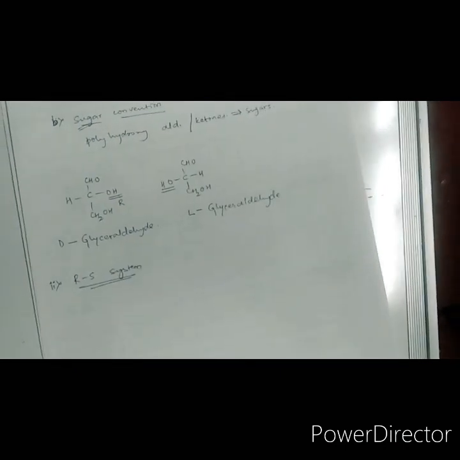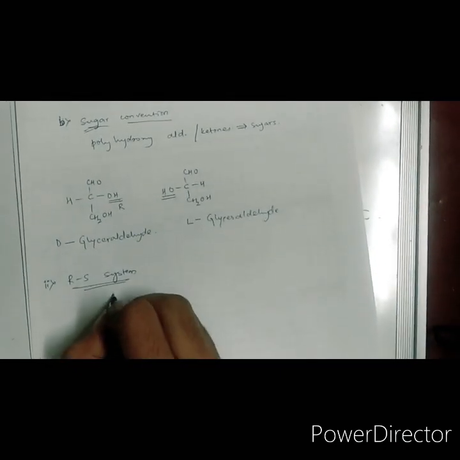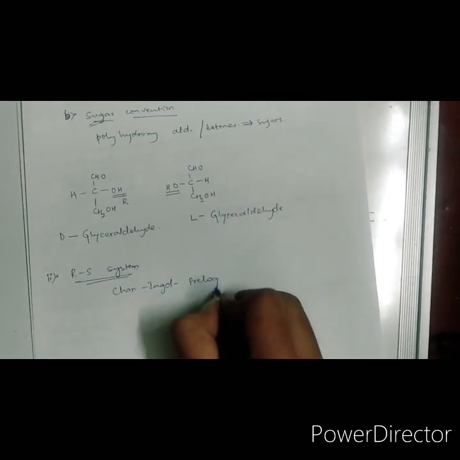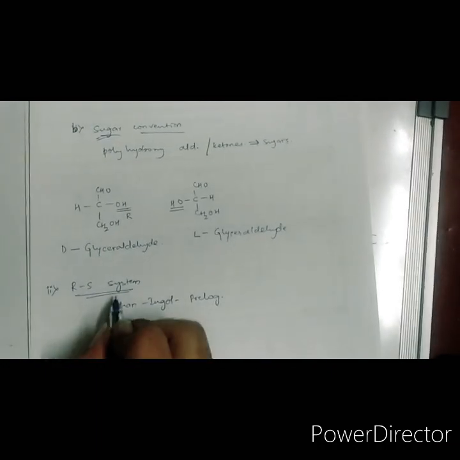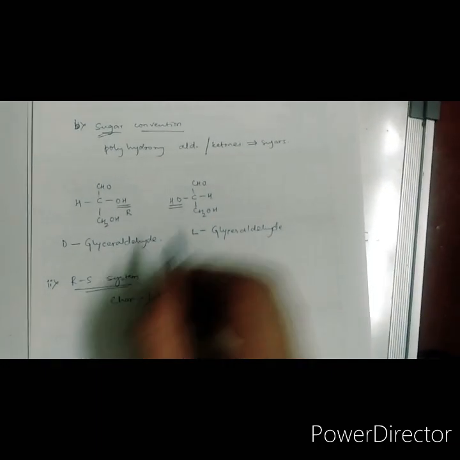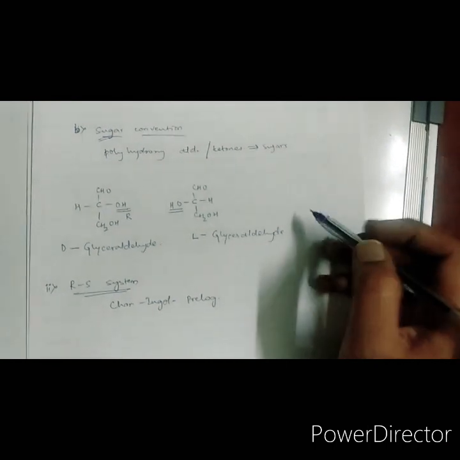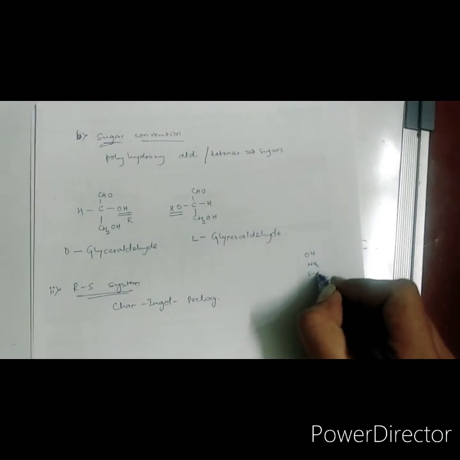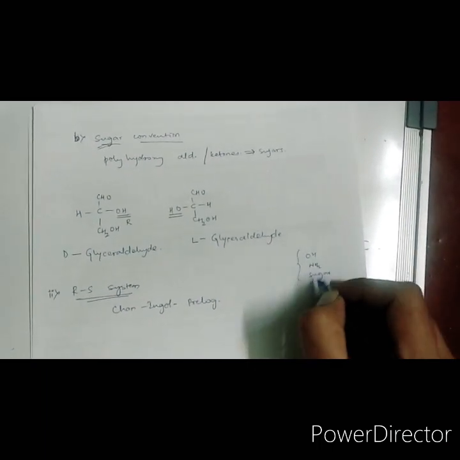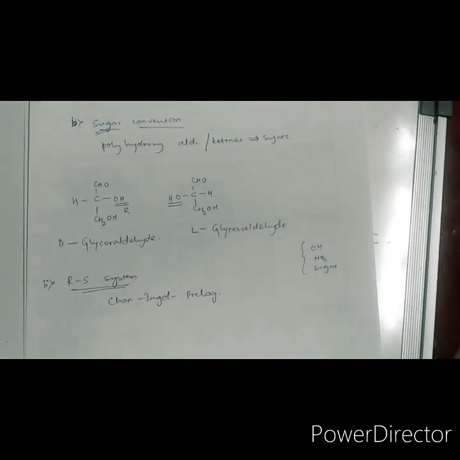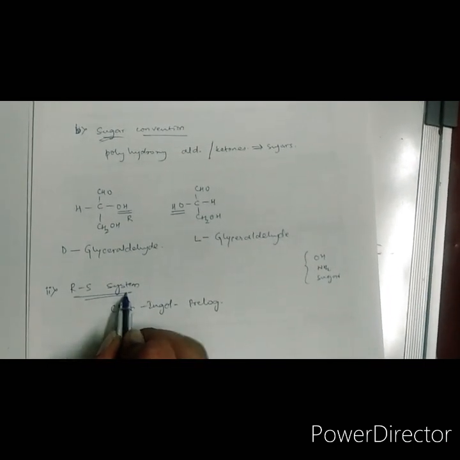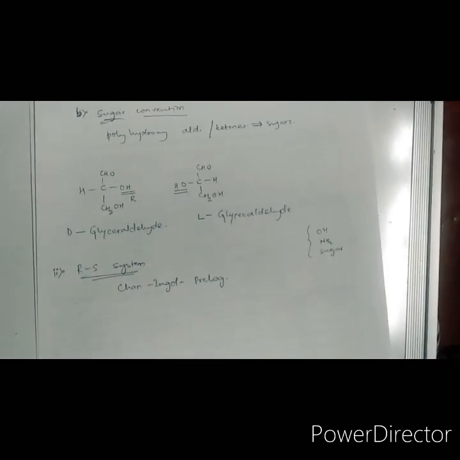So this system was proposed by Cahn, Ingold and Prelog. These three scientists defined the RS system of nomenclature. As we saw, the DL convention is specifically for hydroxyl groups, amino groups, or sugars. So only these molecules can be defined by the DL system; other molecules cannot. In order to overcome this drawback, the RS system was proposed by Cahn, Ingold and Prelog.